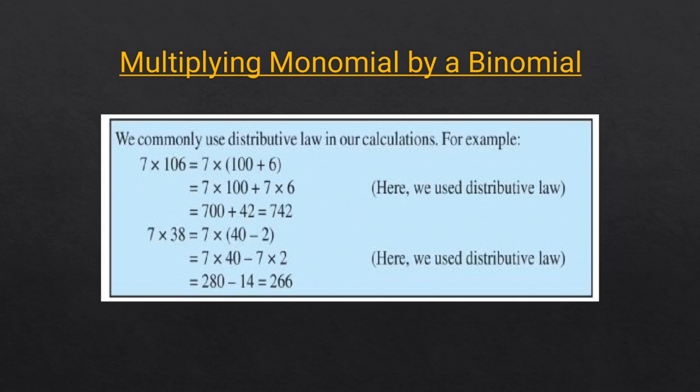Now, let us learn about multiplying a monomial by a binomial. Well, here we would use the distributive law, which makes our calculation easy, and thus by taking the example of 7 into 106, we can say that 7 into 100 plus 6, which will be equal to 700 plus 42, that gives us the value as 742. Well, here we use the distributive law as it made our calculation easy.